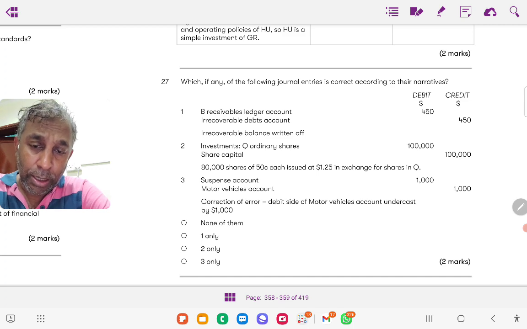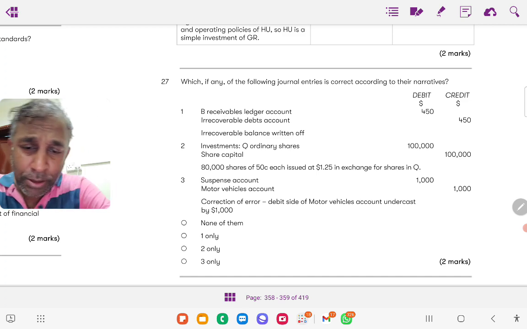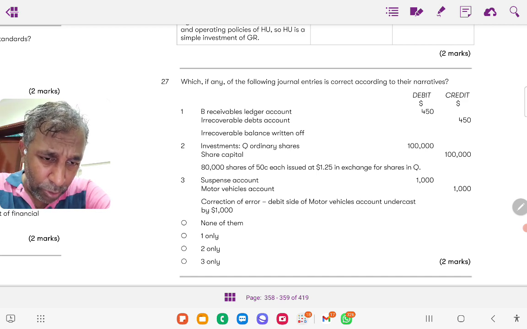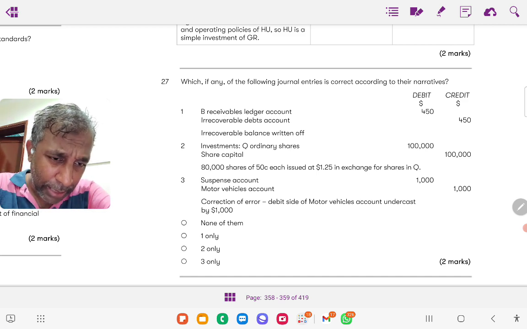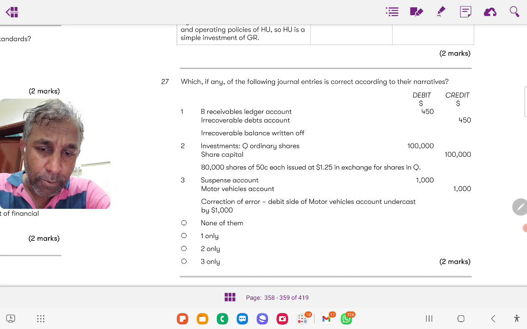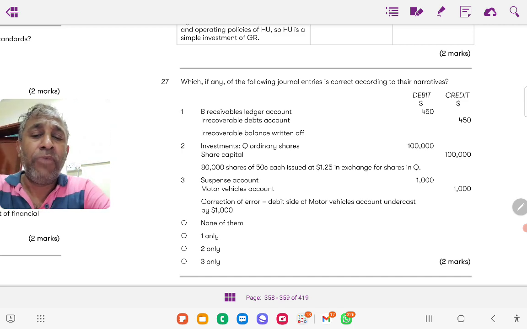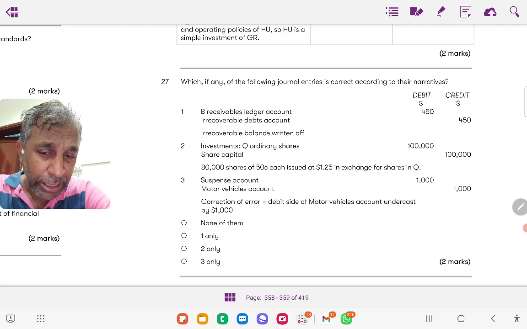So suspense account 1,000, motor vehicles account 1,000. Correction of error. Debit side of motor vehicle account undercast by 1,000. Now if the debit side of the motor vehicle account is undercast, then we need to increase it. So we should be debiting, whereas what has happened here, they have credited the motor vehicle account.